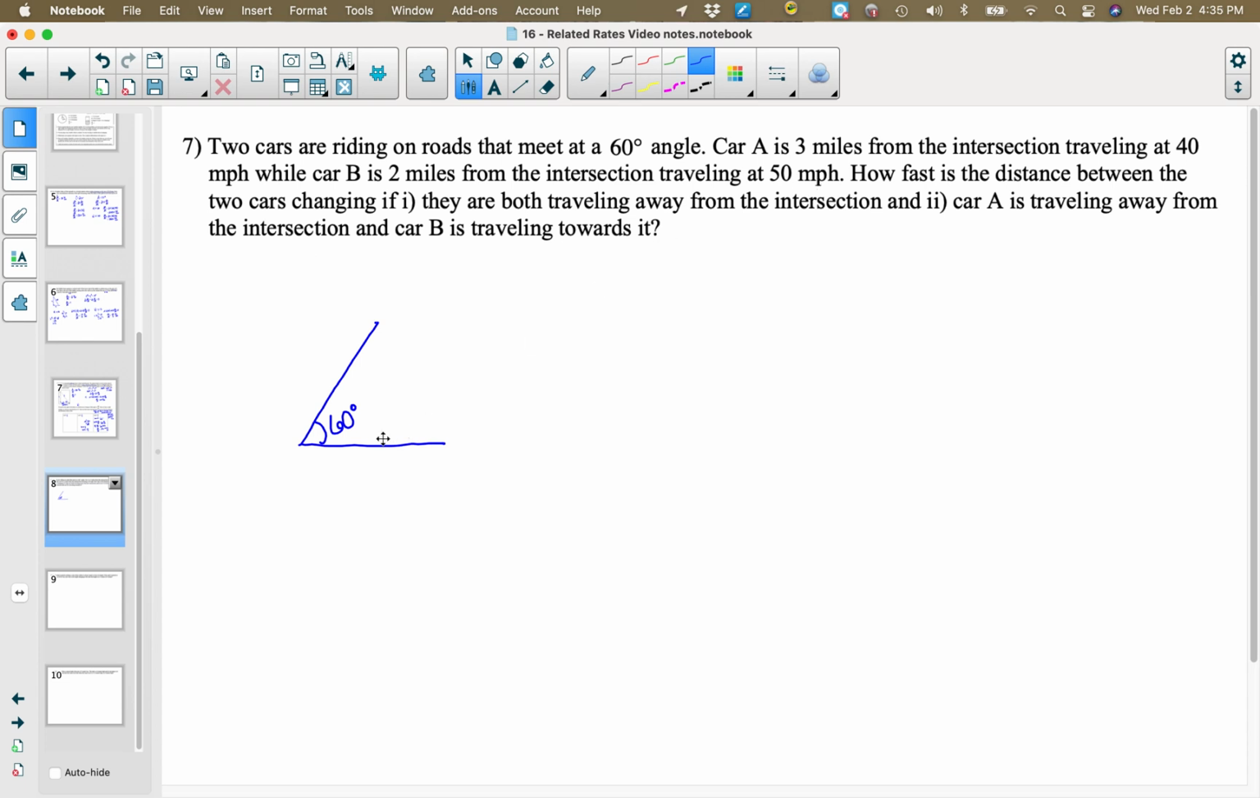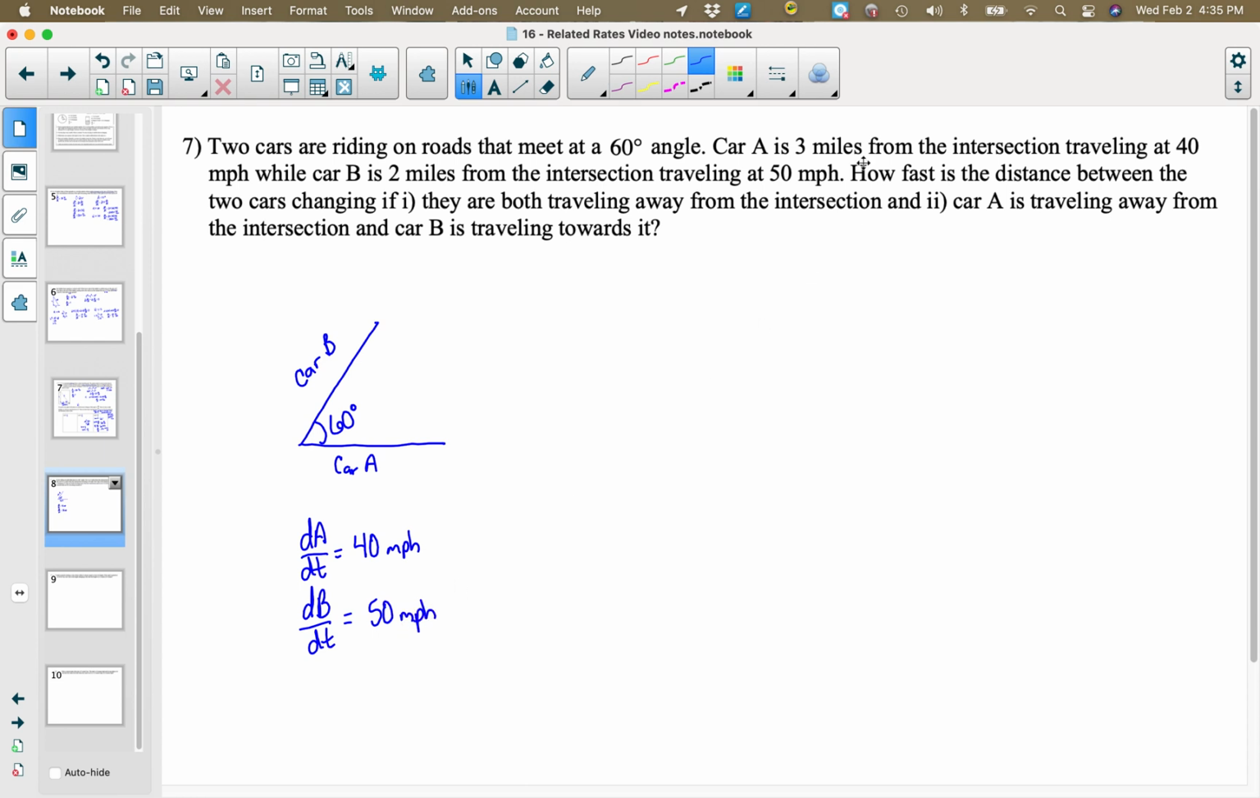So I'm going to let car A be this side and car B be this side. And when they tell me that car A is traveling at 40 miles per hour, that's the rate of change for car A. So I can call that dA dt. So dA dt is 40 miles per hour. And car B is traveling at 50 miles per hour, so I can say dB dt is 50 miles per hour.